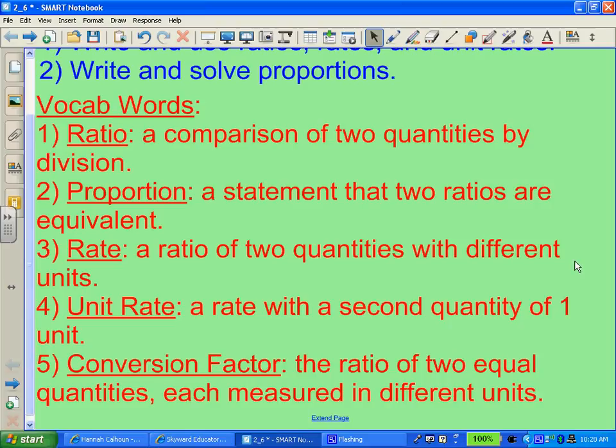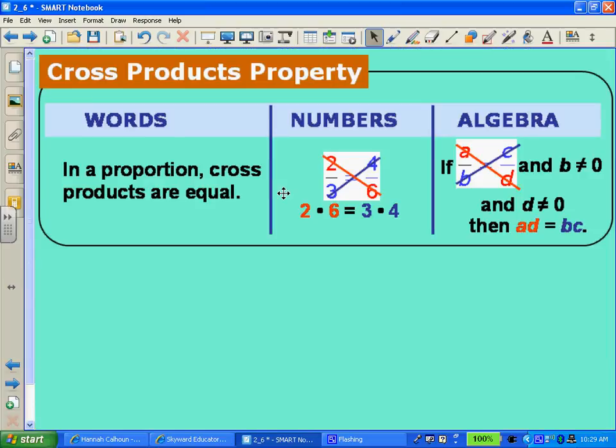Unit rates are when the second quantity is just 1 unit. So like I just said, 60 miles per 1 hour would be a unit rate. If I said 120 miles in 2 hours, that wouldn't be a unit rate. And then we'll also be using conversion factors to switch from one unit or one rate to another one. Like if we wanted to go from miles per hour to feet per minute, we would use something called a conversion factor.